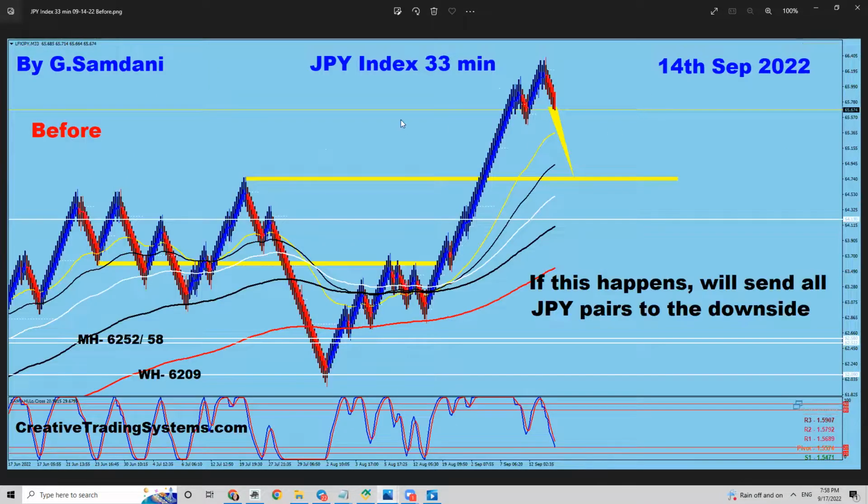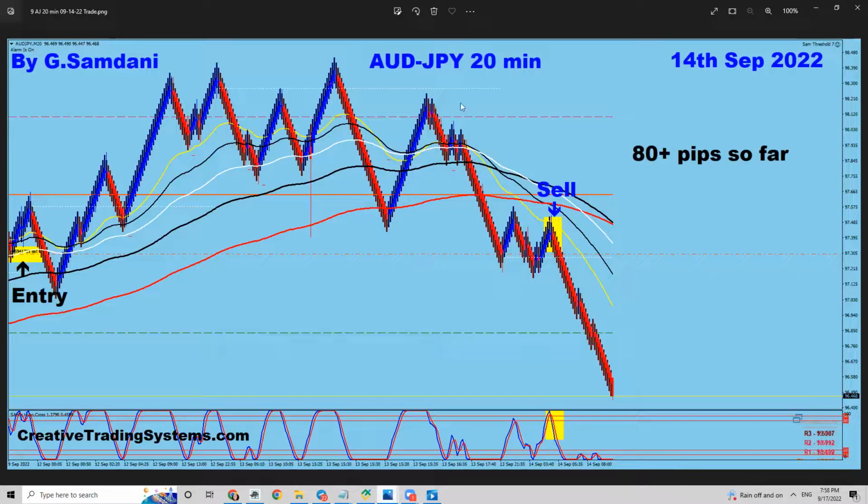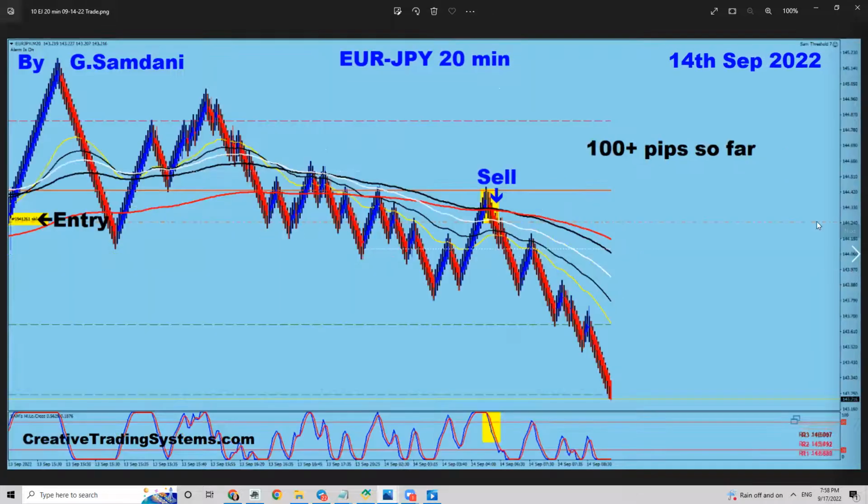I think I have it here. You see that? Yen index on the 14th, I said, if this happens, we'll send all yen pairs to the downside. And that's exactly what happened. And everything started to go down from the 14th on. All yen pairs, you will see the short setups and short trades.